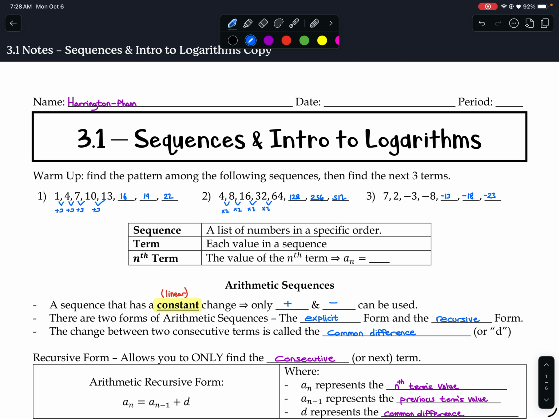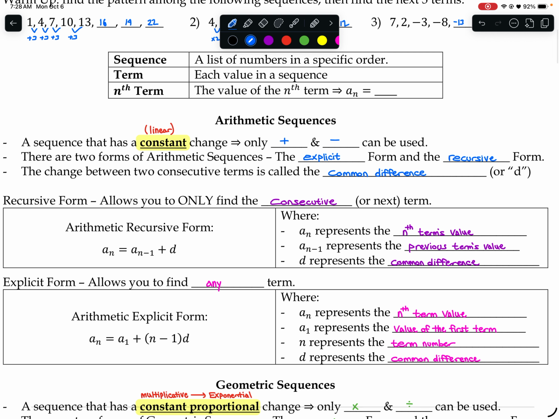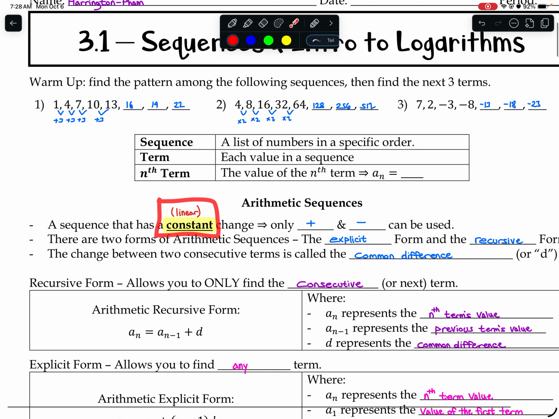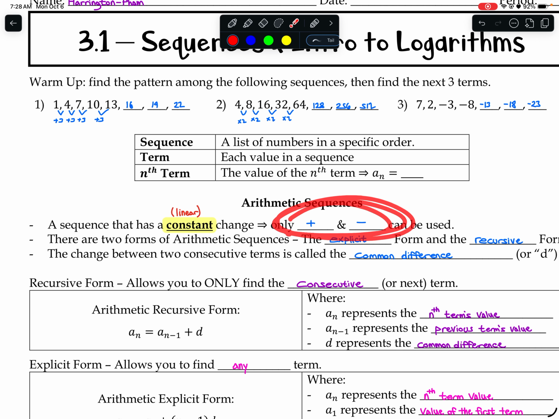So looking at these different types of sequences, we actually have specific types of sequences. So the first one we're going to look at is going to be an arithmetic sequence. So with arithmetic sequences, we're looking at a constant change. So when I say a constant change, that's similar to number 1 and number 3. So these we're changing by a constant value of addition or subtraction. So that is going to be the type of change that we're going to have in what we call arithmetic sequences.